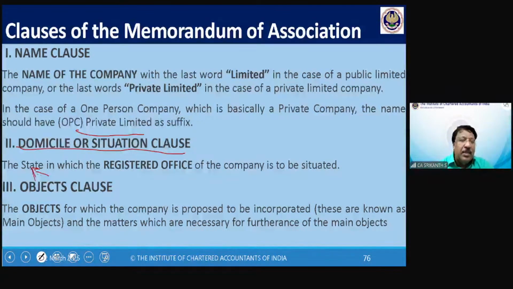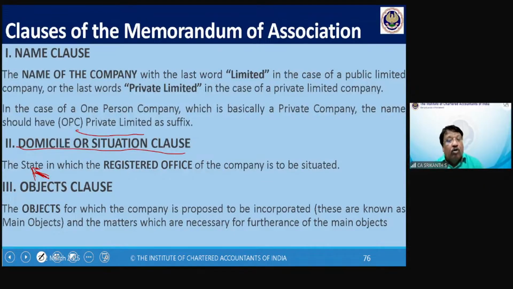For many purposes, it is necessary for you to have jurisdictional status. For example, to decide under which ROC you will come, who will be your registrar of companies. To decide jurisdiction, we need to know which state you are in. So if you are in the state of Maharashtra, we need to know. If you are a Maharashtra company, only the ROC Bombay or ROC Pune can register you. Nobody else can register you. So the state becomes very important.